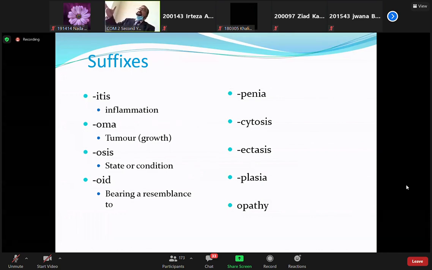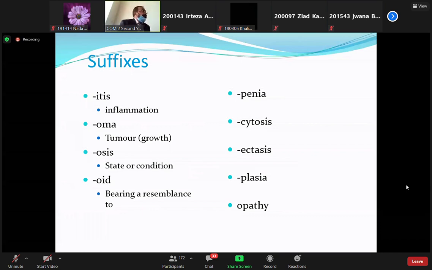The example is macrophage or monocyte. When it is circulating in the blood, it's called a monocyte. When it goes out from the blood and enters into the tissue, it's called a macrophage. Sometimes this macrophage changes into epithelioid cells. Although it is the same macrophage, the shape is changed. We call it epithelioid, oid, right?